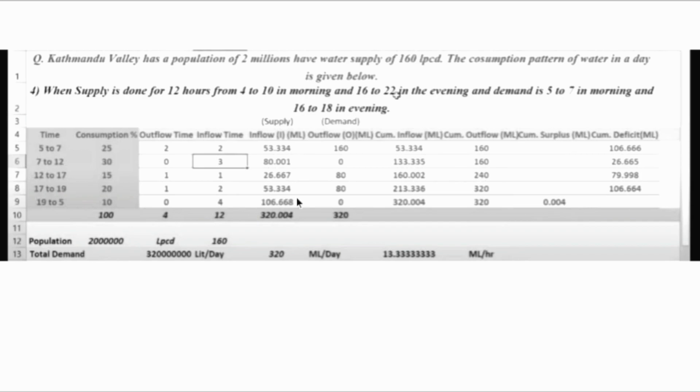Same calculation again: cumulative inflow and cumulative outflow. Cumulative inflow minus cumulative outflow is the cumulative deficit if negative. 53 minus 160 is negative 106.67, a cumulative deficit. 160 minus 240 is negative. 213 minus 320 is again negative. So the total capacity of the balancing reservoir is the maximum cumulative deficit, 106.666 plus 0.004.